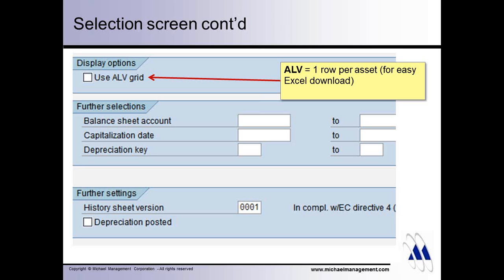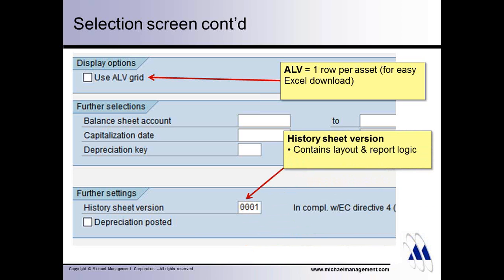So now you can download into Excel very easily, and you have one row for each asset master record, and you can now analyze it and work with it further. That's what that ALV option does. And I'll show you the report output in just a little bit with both options, with ALV and without ALV.